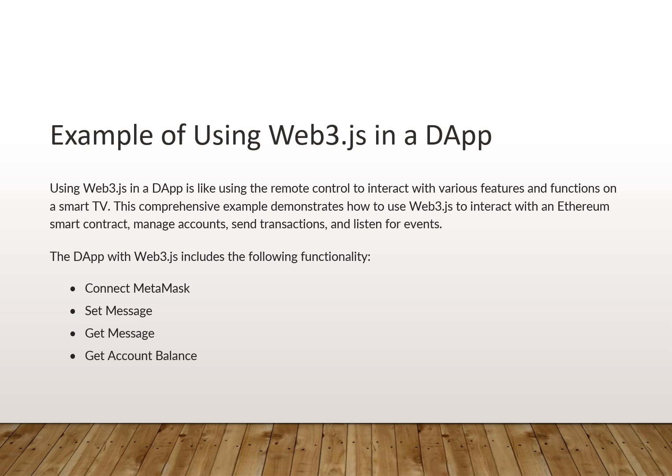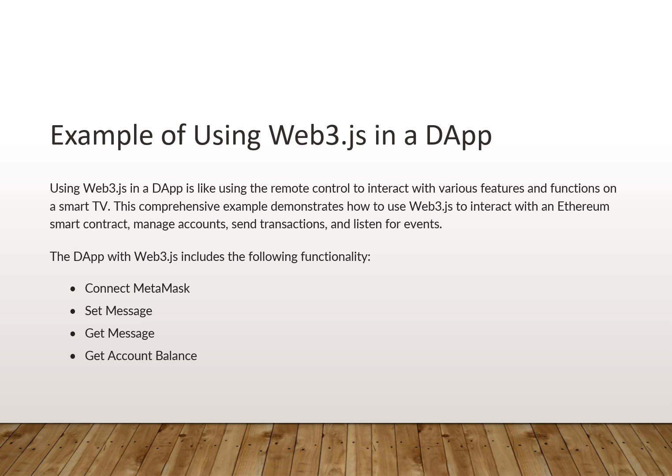Using Web3.js in a DApp is like using the remote control to interact with various features and functions on a smart TV. This comprehensive example demonstrates how to use Web3.js to interact with an Ethereum smart contract, manage accounts, send transactions, and listen for events. This DApp with Web3.js includes the functionalities of connecting to a MetaMask account, getting and setting a message, and getting the account balance.